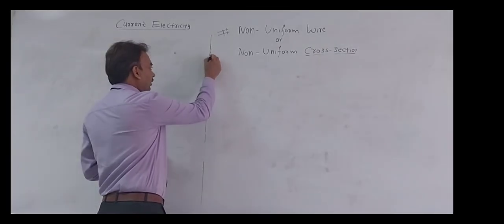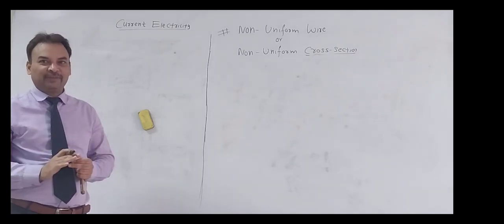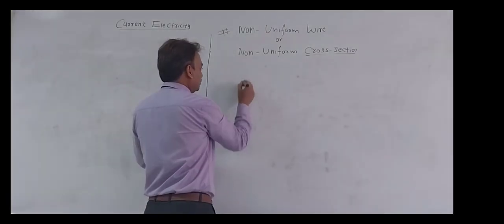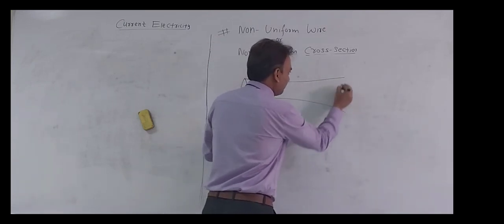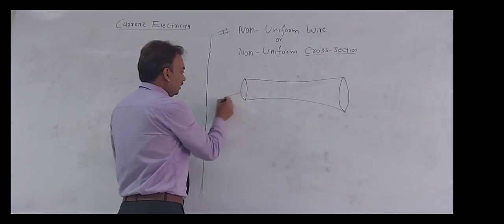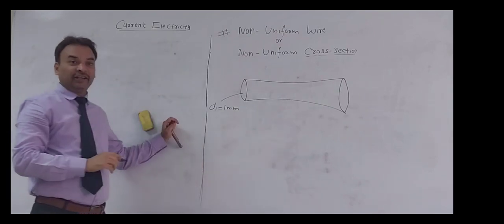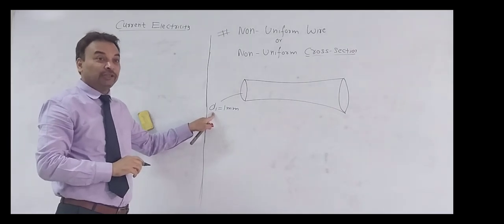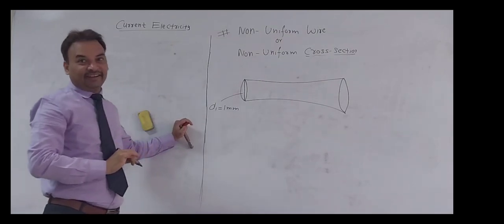Okay guys, so now let us take one numerical, very interesting, very beautiful numerical based upon the non-uniform cross-section. The question is, we have a wire of non-uniform cross-section, so we are given a diameter d1 which is equal to 1 mm. Pay attention, it's a diameter, not area. This part is given as diameter, not area.